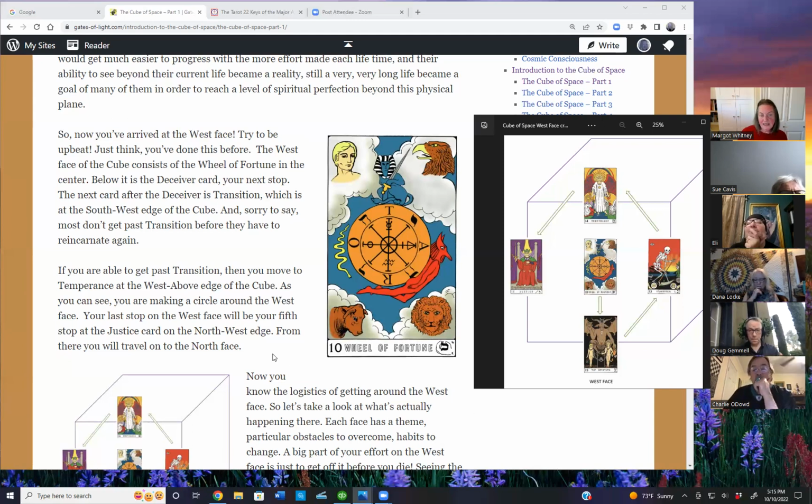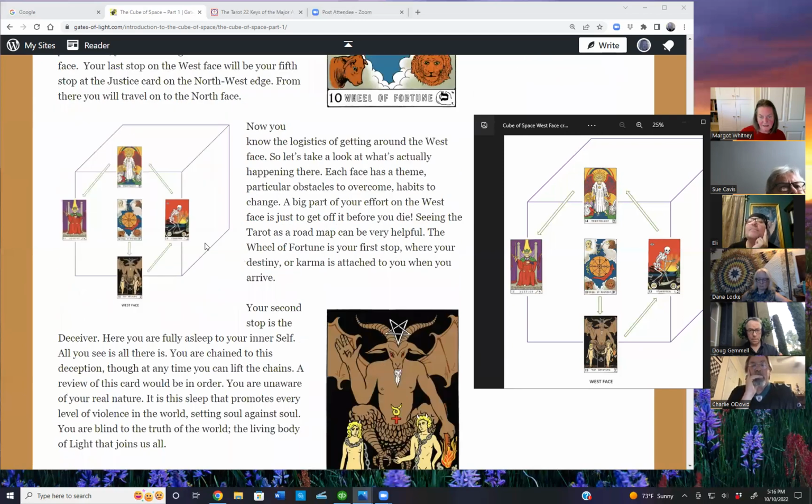If you are able to get past transition, which also means change, then you move to Temperance at the west above edge of the cube. As you can see, you are making a circle around the west face. Your last stop on the west face will be your fifth stop at the Justice card on the northwest edge. From there, you will travel on to the north face. So you'll head out to the left. All right, let's see what's happening here.